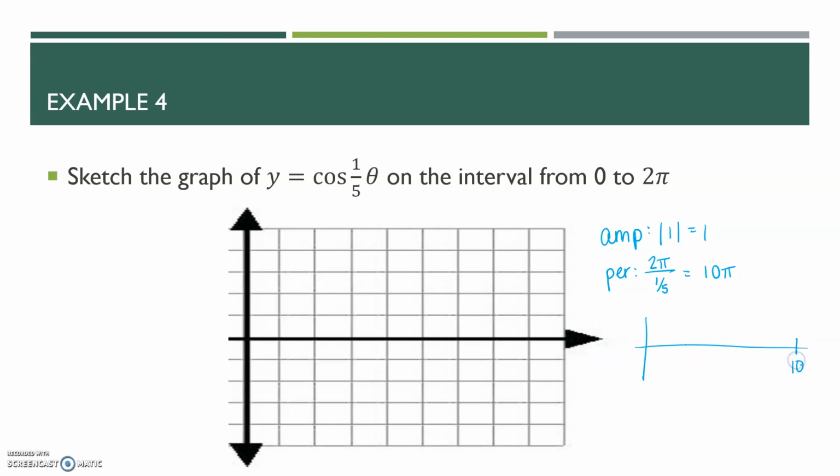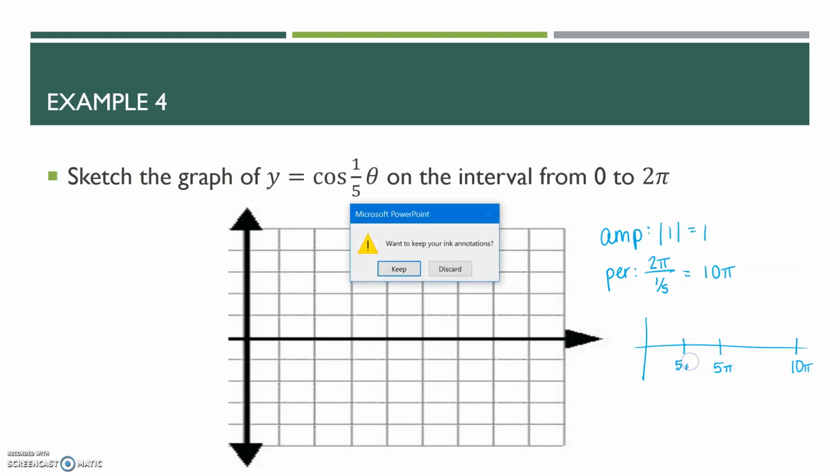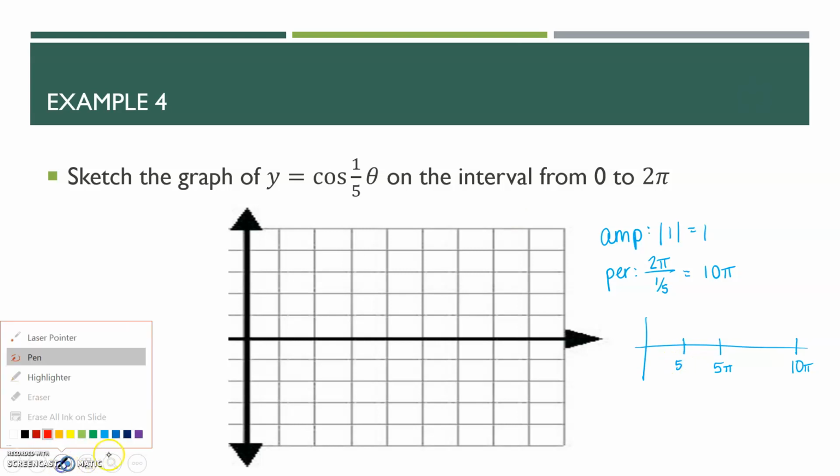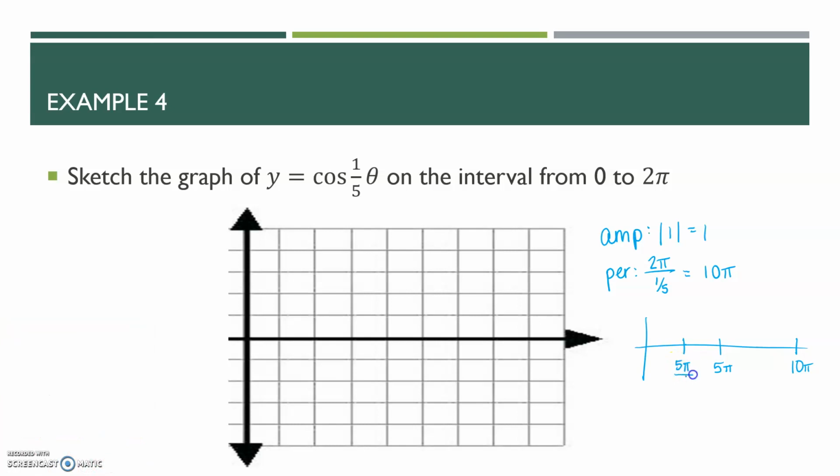So if I look at this, I've got 10 pi, halfway between that is 5 pi, halfway between that is 5 pi over 2. But even that is not 2 pi. 2 pi is actually going to be right here. So if I were to sketch this, it's a positive one, so it would be something like this. So what I see from my little sketch over here is that I'm going to start up.